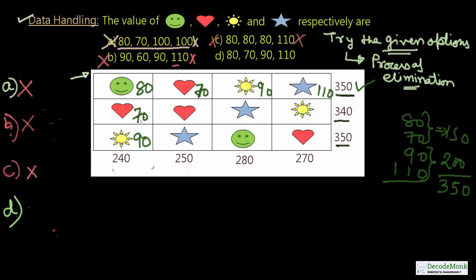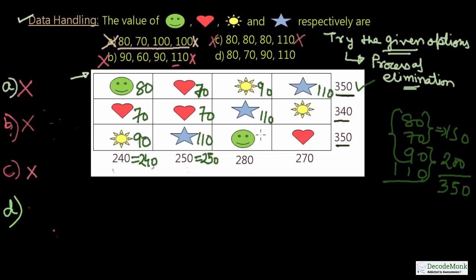For the first column, here it's 70 and this is 90. So 80 plus 70 is 150. 150 plus 90 is 240. Very good, this matches. Now 70 plus 70 plus the value of star, which is 110. 70 plus 70 is 140. 140 plus 110 is 250. This also matches.